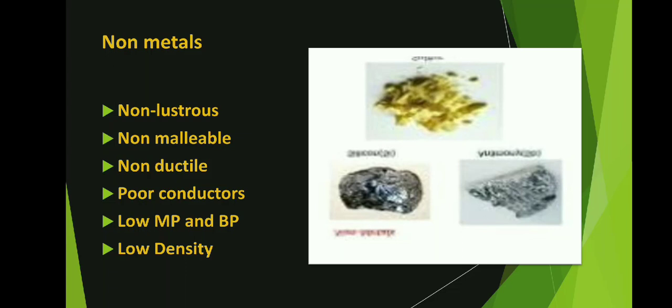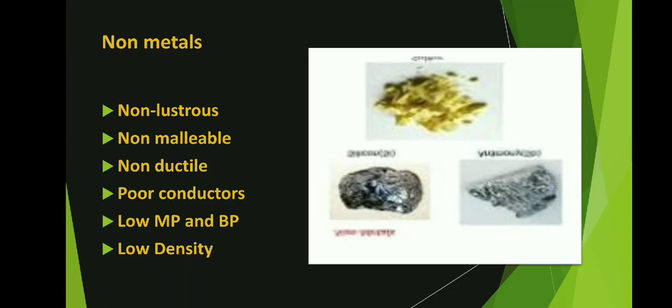So these are solid, liquid or gases. Only one liquid, this non-metal, that is bromine. So all the non-metals, they are either solids or gases. Only one non-metal is in the liquid form, that is bromine. Examples of non-metals are hydrogen, oxygen, sulfur, nitrogen, etc. And hydrogen is the lightest element. And non-metals, they have low density.